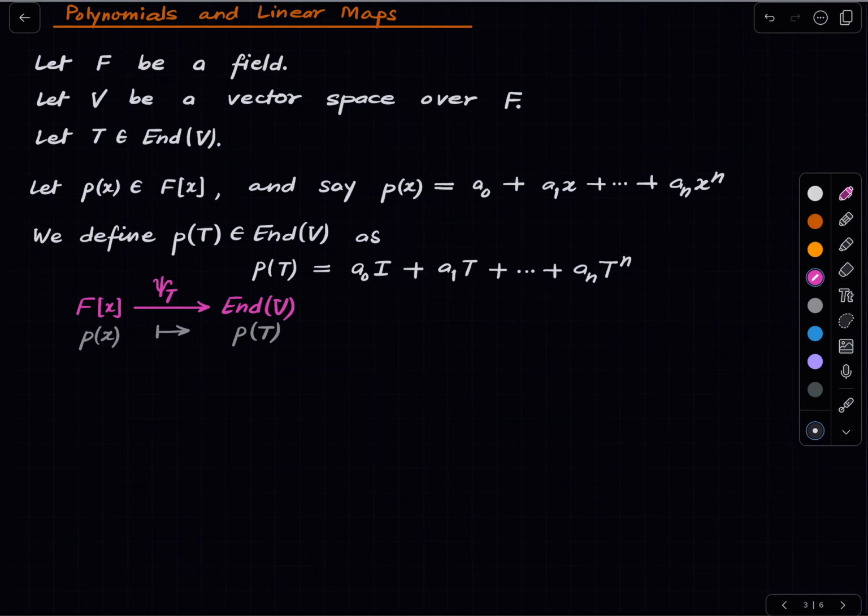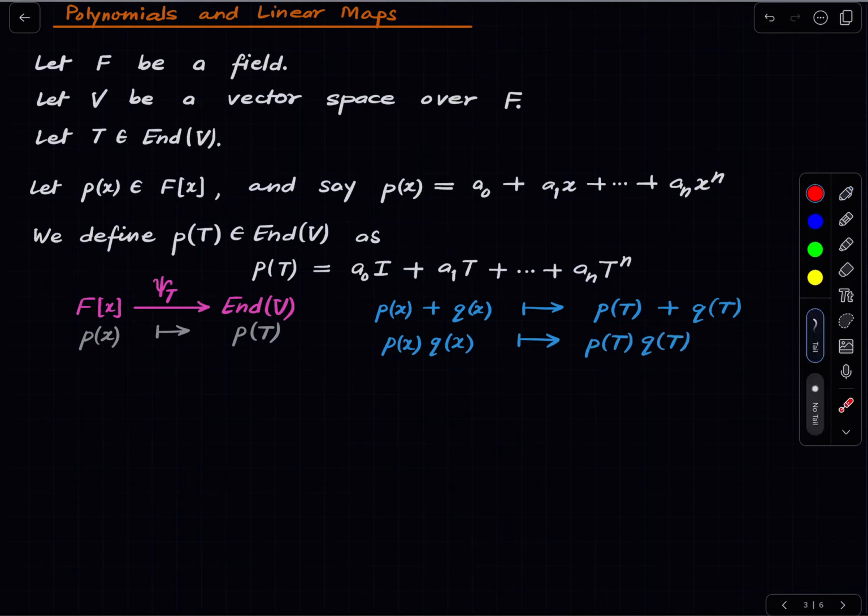Okay, and here is something that we can note, that it behaves well under addition, first of all. So P(x) plus Q(x) maps to P(t) plus Q(t). This is an exercise. And it also behaves well under multiplication in the following sense. So P(x) times Q(x) maps to P(t) composed with Q(t).